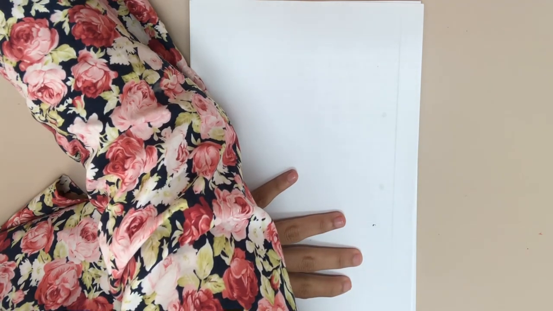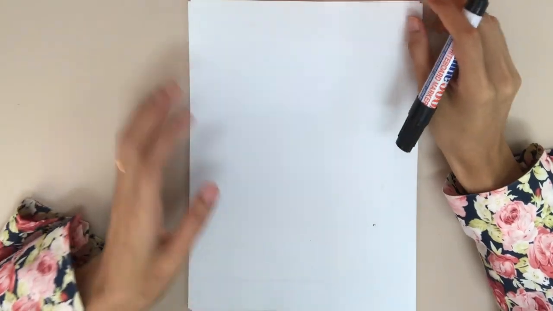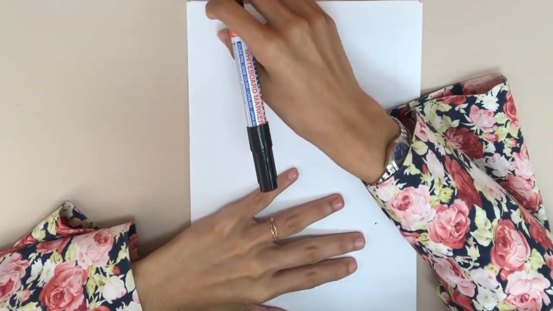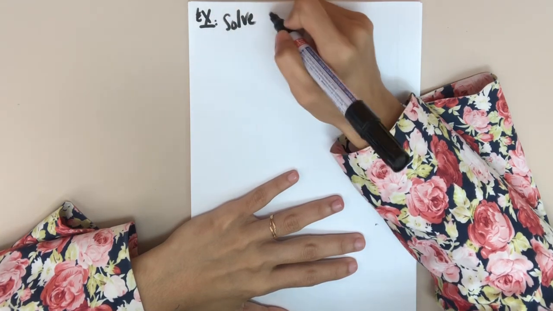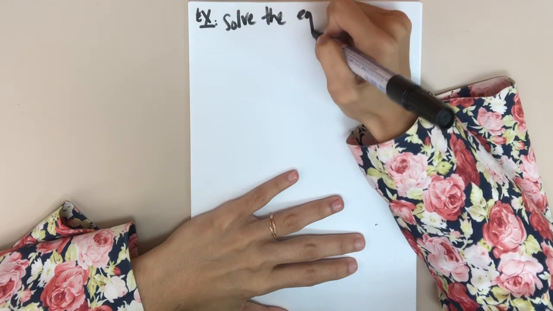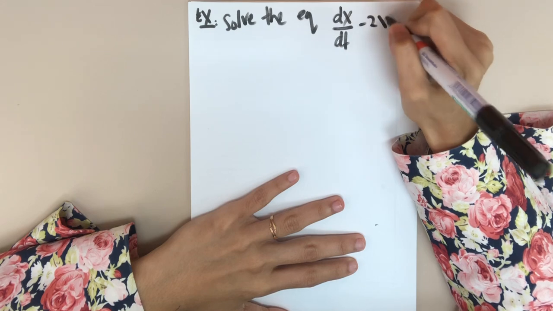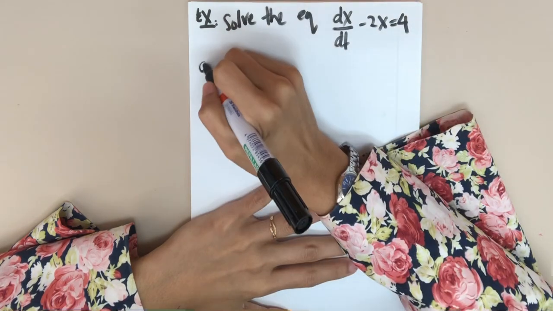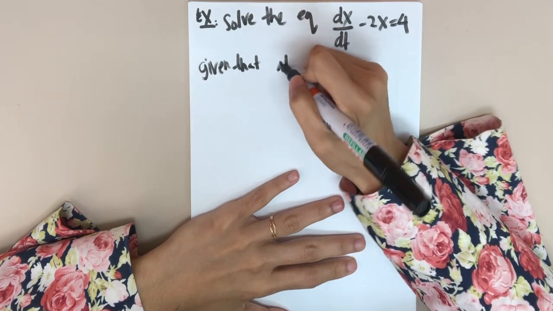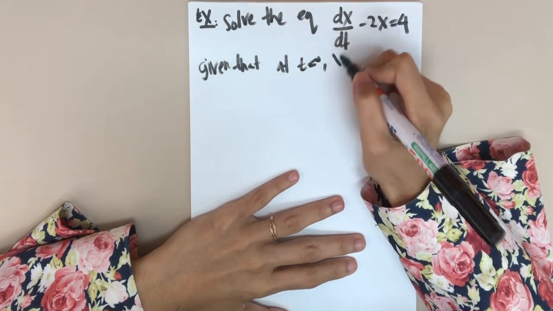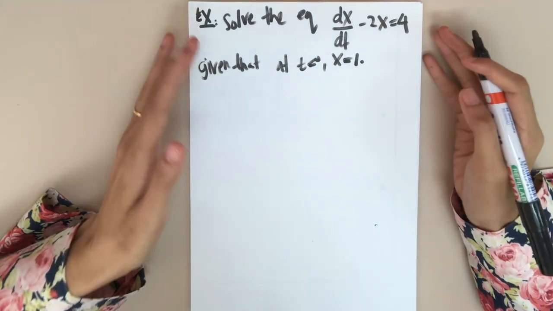Class, so we continue example. In this video I will show you an example. Solve the equation dx/dt minus 2x equal to 4, given that at t equal to 0, x equal to 1. Right, so this is the question.